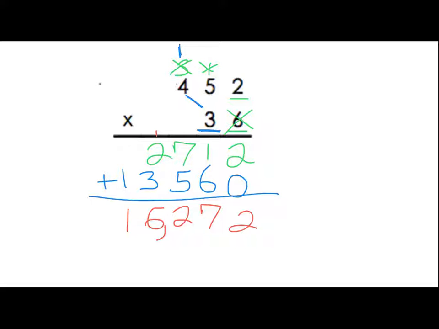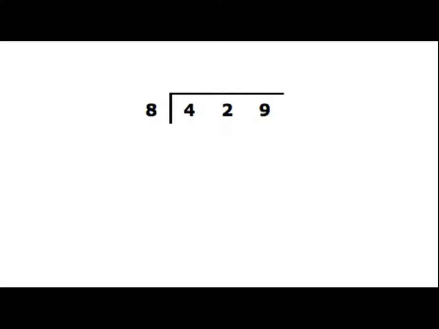All right, I'm going to show you guys 2 different strategies that you can use to divide efficiently. The first one is my tried and true favorite, but I'll show you the second one in case the first one seems a little confusing. So what I always like to say is, here's our divisor, 8, and our dividend is 429.